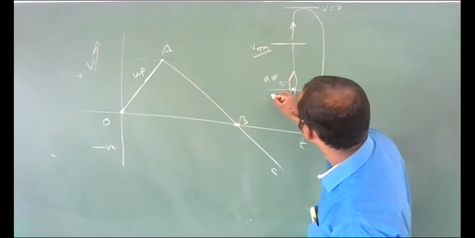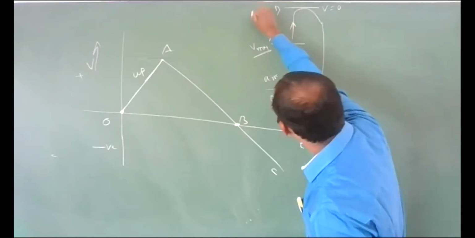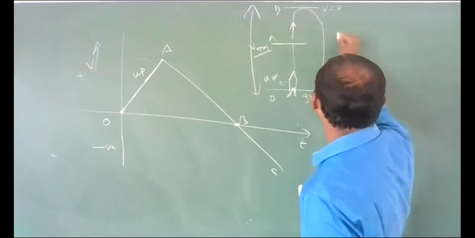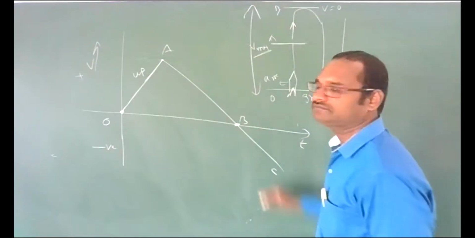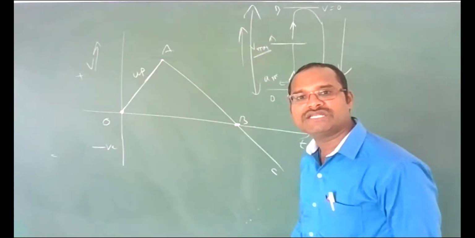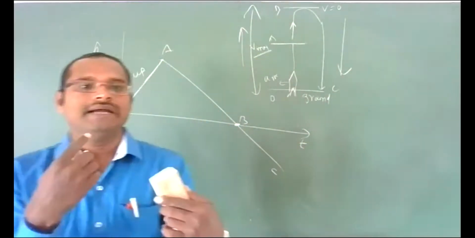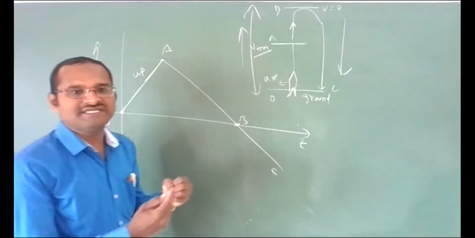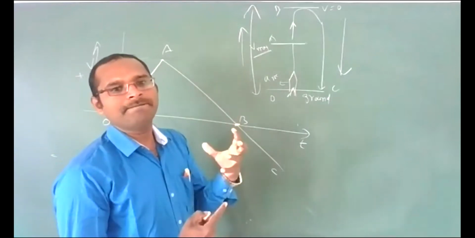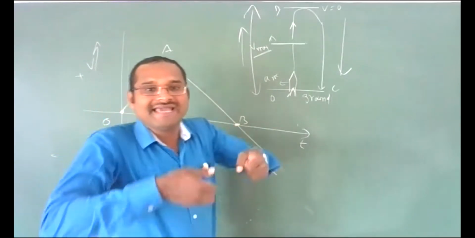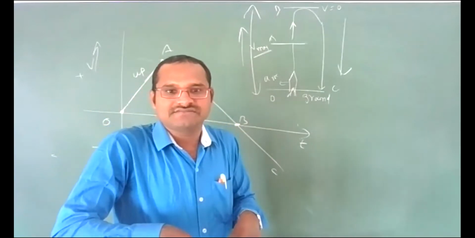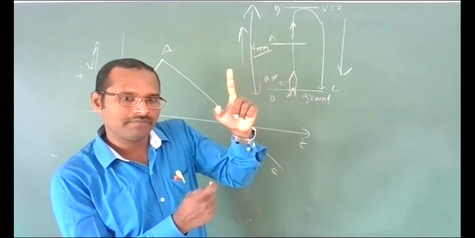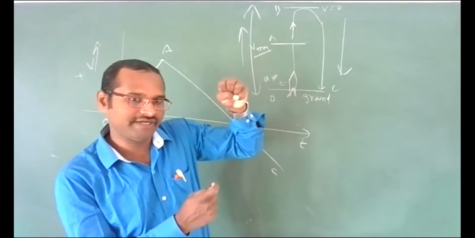Means going up is from O, A, B. Total path O, A, B is the upward direction. Are you understanding? And B to C is the downward direction. OAB is upward direction, B to C is downward direction. You should understand this. First, see, the rocket is there. How will it go up? By emitting some gas, it will go up. It reaches its maximum velocity at point A.